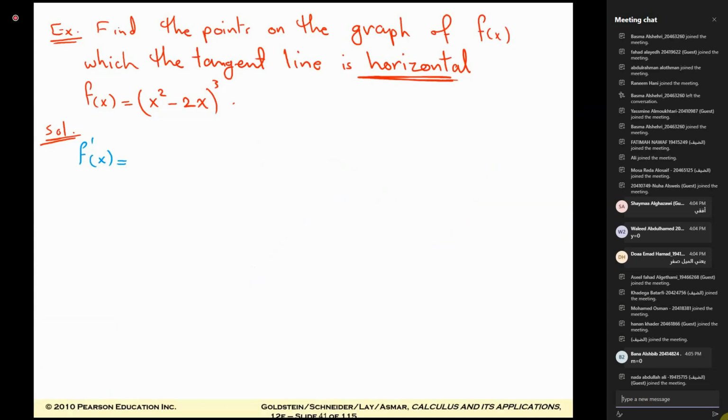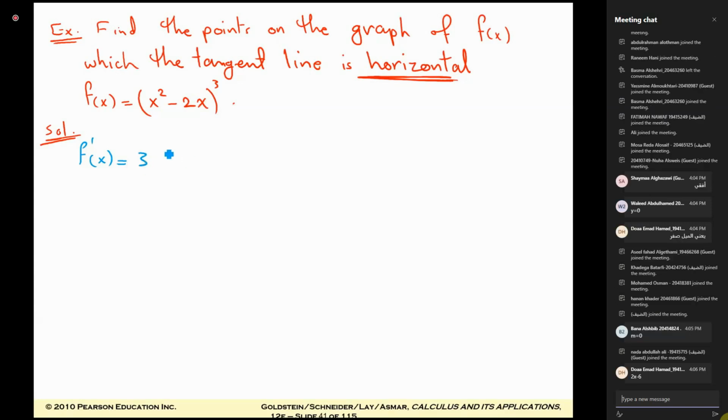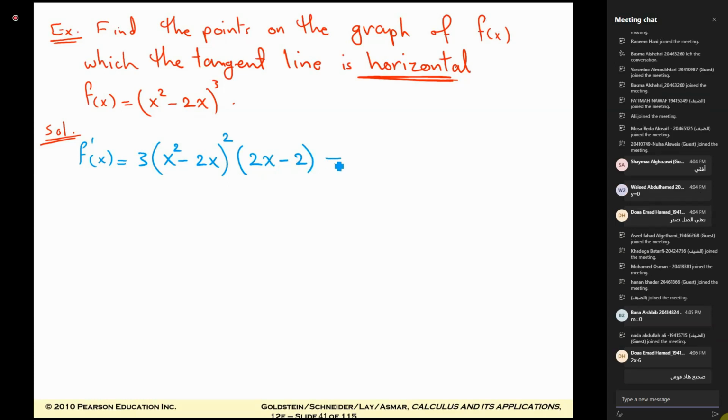Already we have many rules from the last session. You must review all the laws of derivatives. This is very important from the start of this lecture to the end of this semester. Okay, we have 3 times x square minus 2x to the new power 2, and the derivative inside the brackets, 2x minus 2. The tangent line is horizontal, this means f prime equals what? Equals 0.